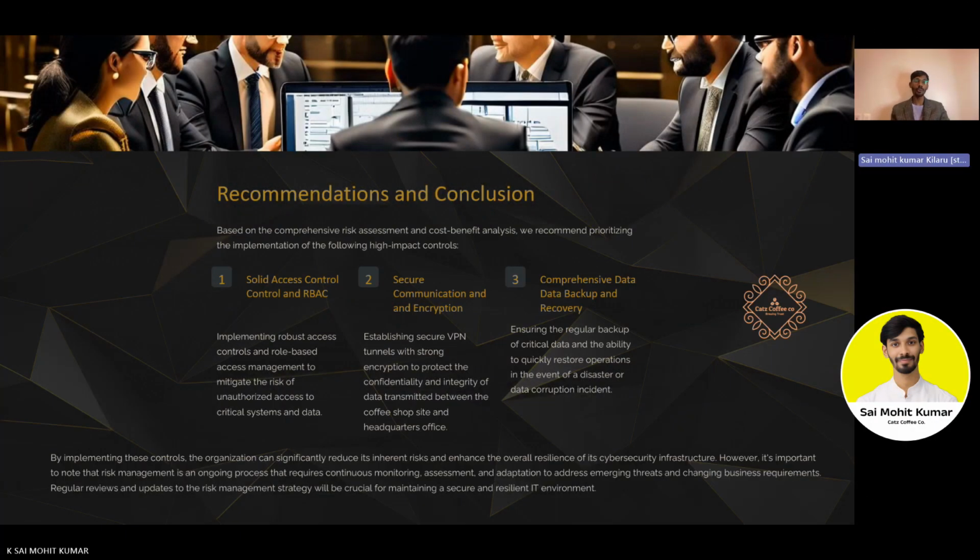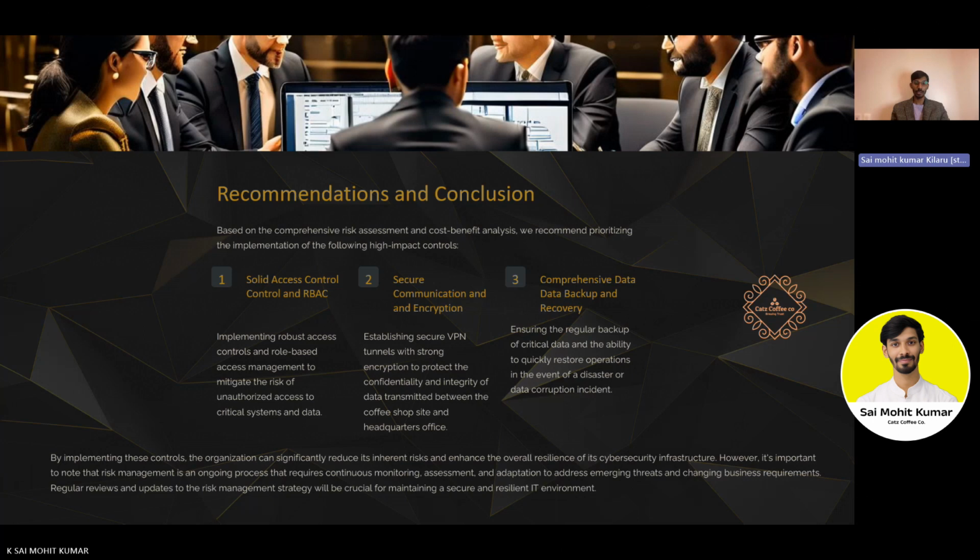Recommendations and conclusion. Based on risk assessment and cost benefit analysis, I recommend that we prioritize the implementation of three high impact controls: solid access control and role based access control to ensure that users only have access to the resources they need to perform their job functions and minimize the risk of unauthorized access. Secure communication and encryption to protect the confidentiality and integrity of data, both in transit and at rest. Comprehensive data backup and recovery to ensure that we can quickly restore our systems and data in the event of a security incident or disaster.